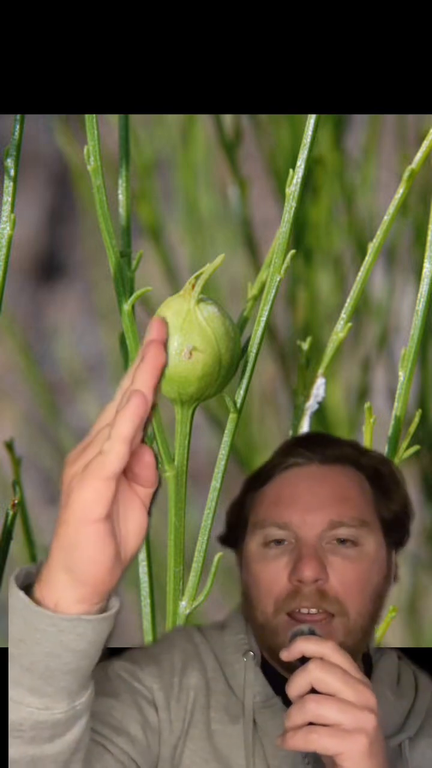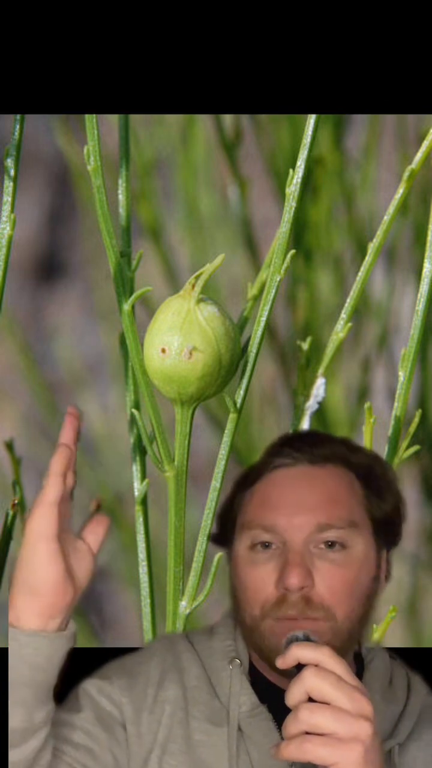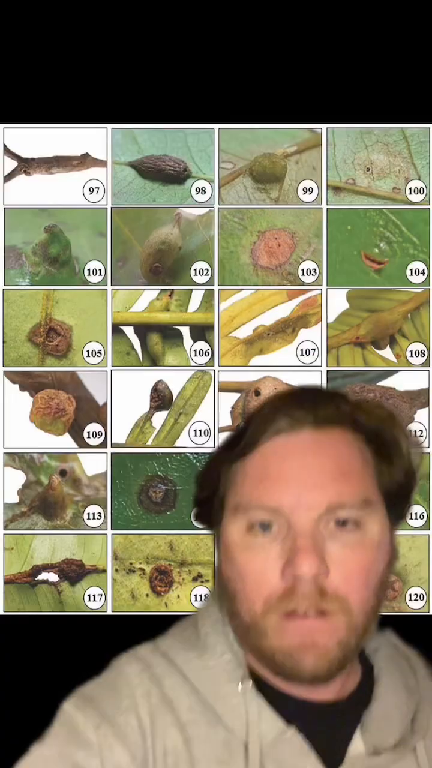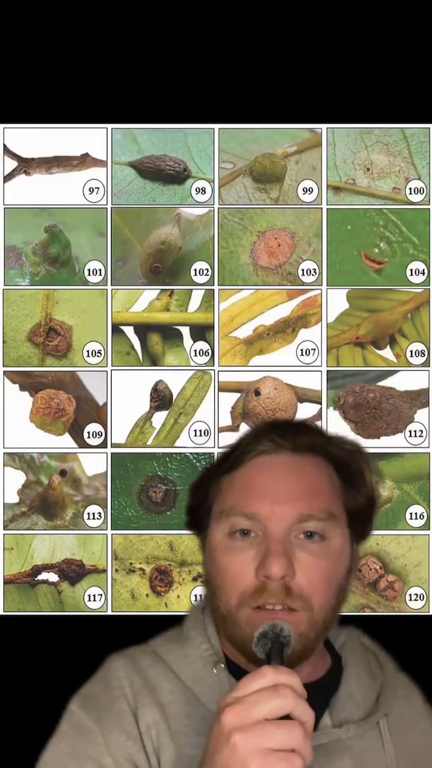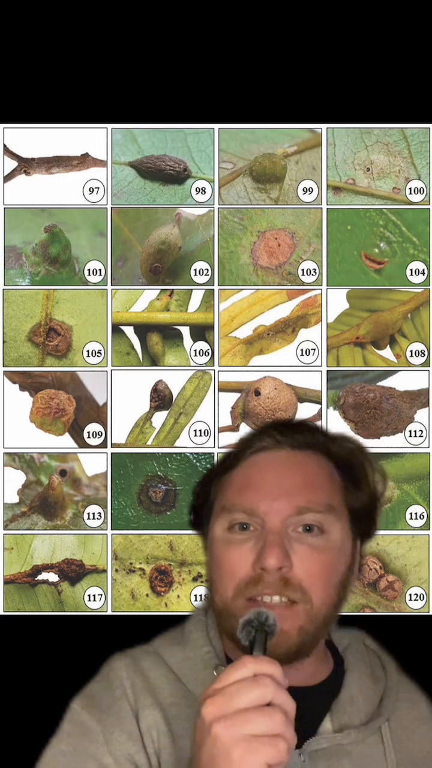So when you look at a gall next time you see one on a plant or a leaf or whatever, just remember that this is the extended phenotype of a type of insect. And I think that is pretty cool. So when you look at a gall, whose body are you actually looking at? The plant's or the insect's?